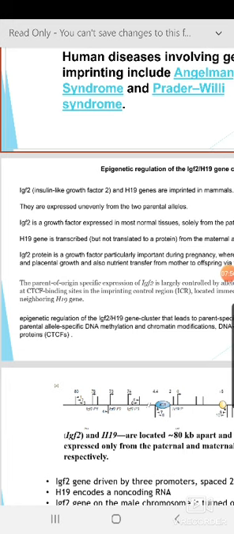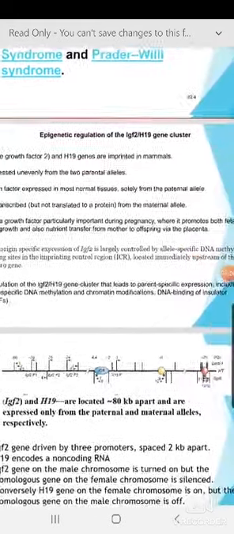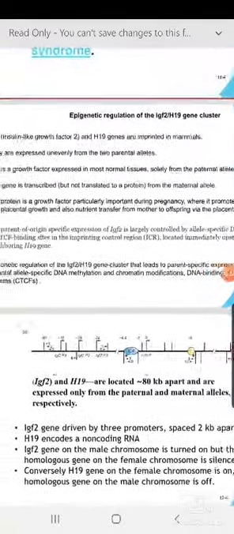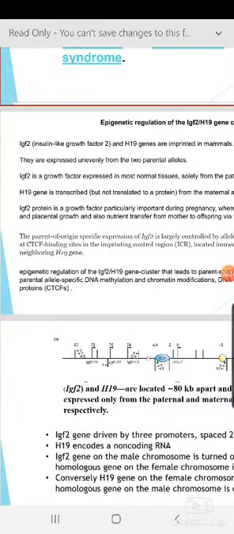They are expressed unevenly from two parental alleles. What is that? IGF2 is a growth factor expressed in most normal tissue solely from the paternal allele. So, IGF2 is functional in the paternal allele. That means in the maternal allele, IGF2 is non-functional.